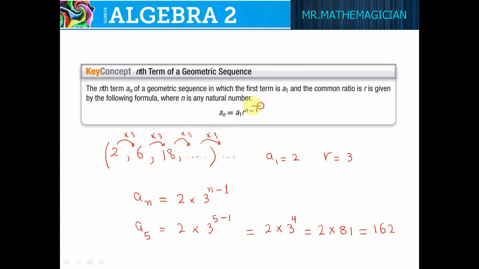So you need to remember this rule very well. An equals a1 times r to the power of n minus 1, such that a1 is the first term of the geometric sequence, and r is the common ratio, the number we are multiplying by to generate the geometric sequence.